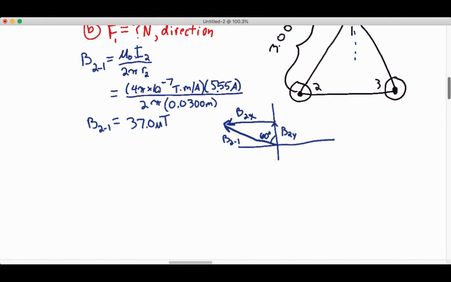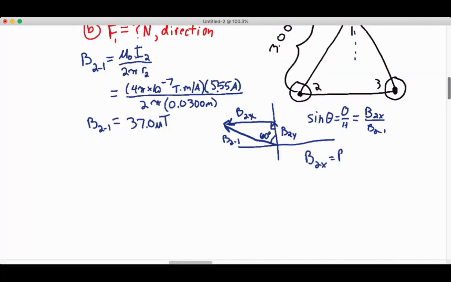So if we're dealing with this angle, so this here is a right angle. So this side here would be the opposite. This side would be the hypotenuse. What trig function does opposite and hypotenuse? That would be sine. So sine of theta is O over H. O in this case is the opposite, is B2X, and H is B2 on 1, just to be consistent how we're naming this.